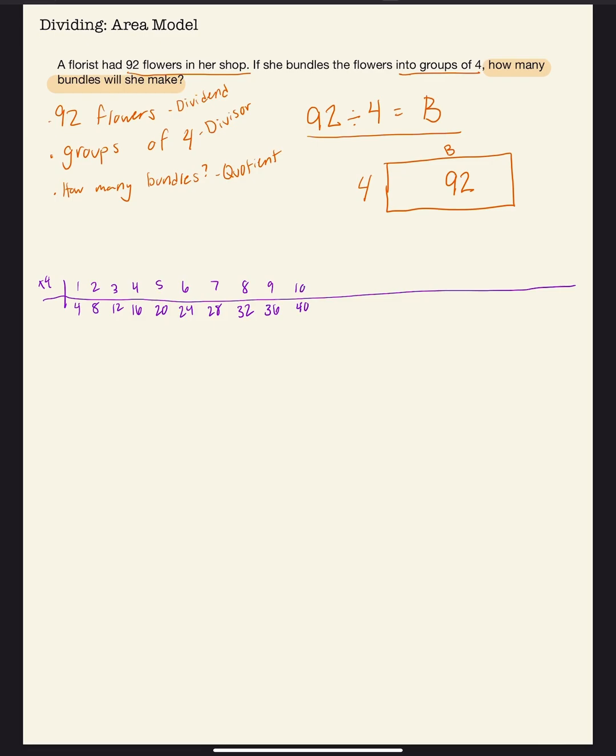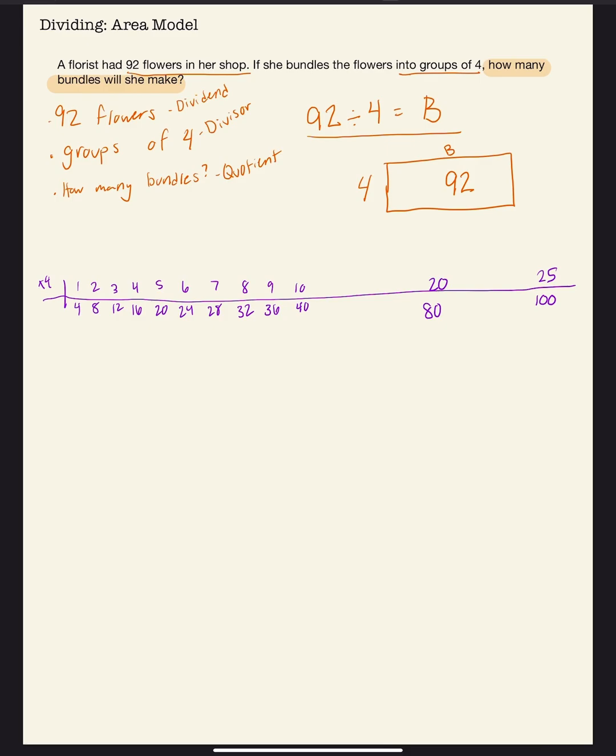I can also skip some right here, so next one I want to put in is 20, and I know that if 10 times 4 is 40, then 20 times 4 would be double that, so it would be 80. And then I can go ahead and add in, we'll say 25, and this makes me think of money. So I know I need 4 quarters, which are 25 cents, to make 1 whole dollar, which is 100 cents, which would mean 25 times 4 is 100.